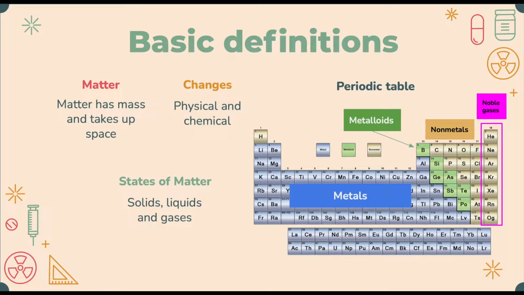Let's begin with some basic definitions. Matter has mass and takes up space. Elements, like hydrogen, are composed of one kind of atom, while compounds, like H2O, are composed of two or more elements in a fixed ratio.